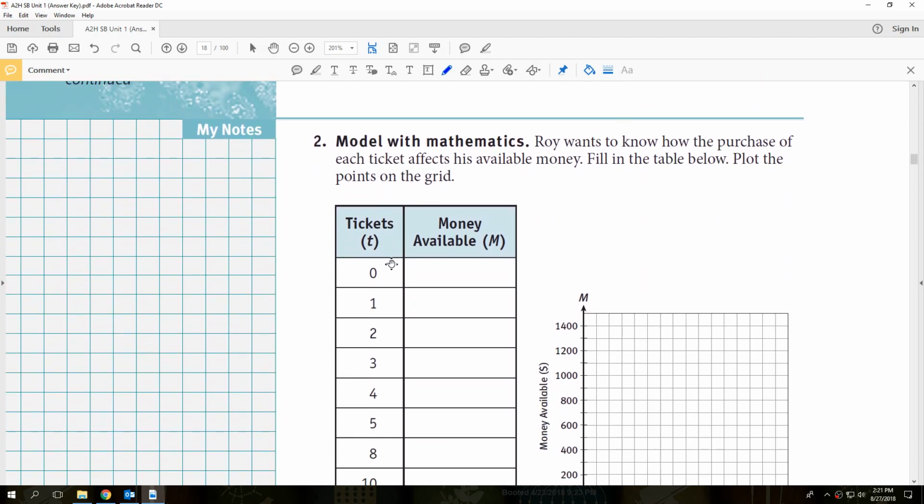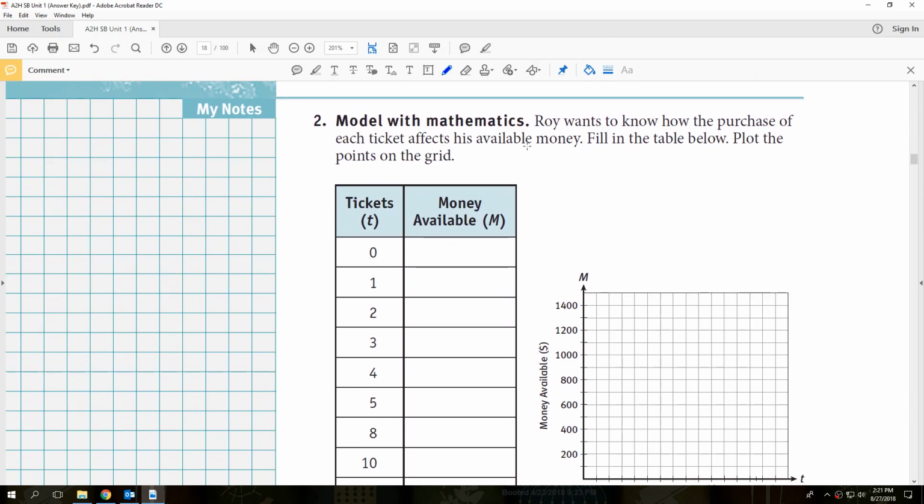So number two, we're going to model with that information. There's a trend with Springboard, so we're going to fill out a table, recognize a pattern, and then try to come up with some kind of mathematical function or equation that represents that pattern. So Roy wants to know how the purchase of each ticket affects his available money. Fill in the table below and plot the points on the grid.